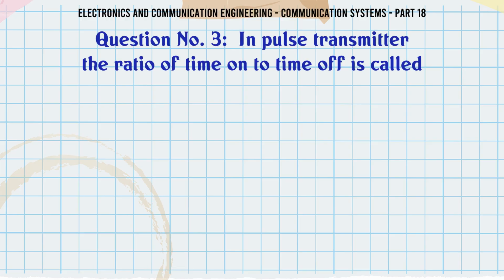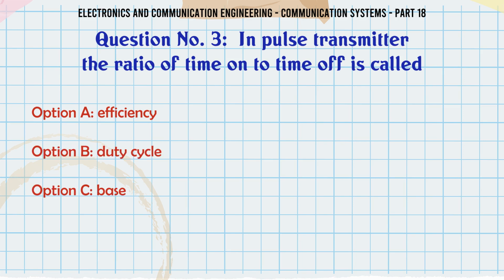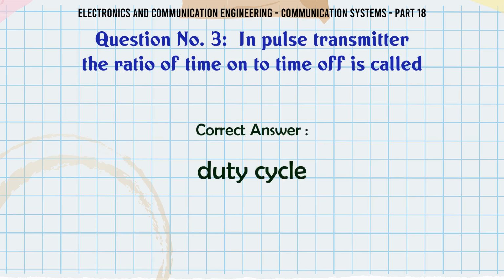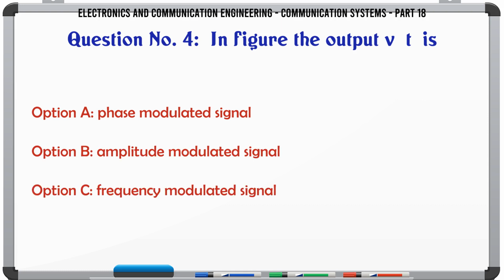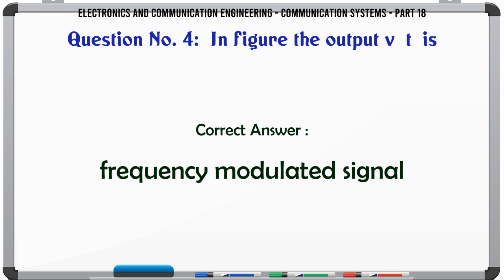In a pulse transmitter, the ratio of time on to time off is called A. Efficiency, B. Duty cycle, C. Base, D. Bandwidth. The correct answer is duty cycle. In the figure, the output Vt is A. Phase modulated signal, B. Amplitude modulated signal, C. Frequency modulated signal, D. None of the above. The correct answer is frequency modulated signal.